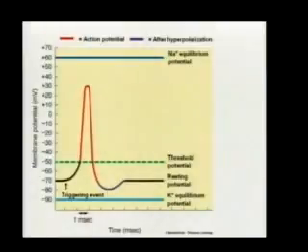Okay, so keep in mind what's going on here. We're sitting here at negative 70. Our cell is just resting. It receives some sort of local stimulus. A graded potential, it could be anywhere on the membrane. There's constantly graded potentials happening. Some of them don't amount to jack squat.